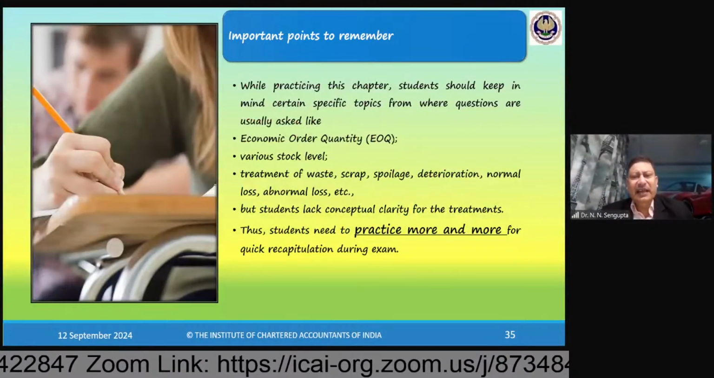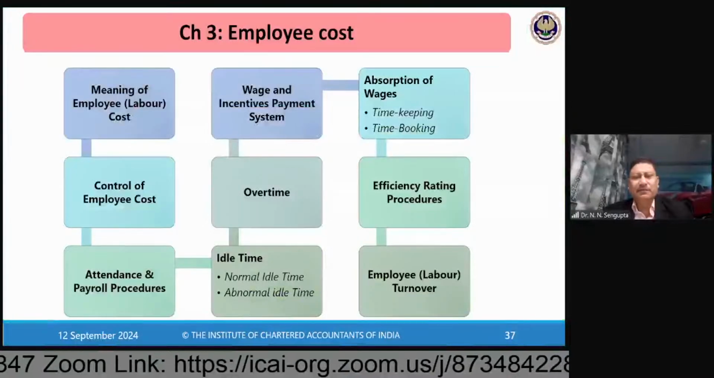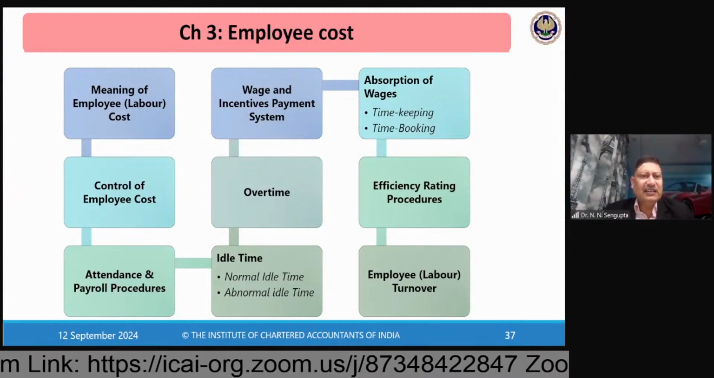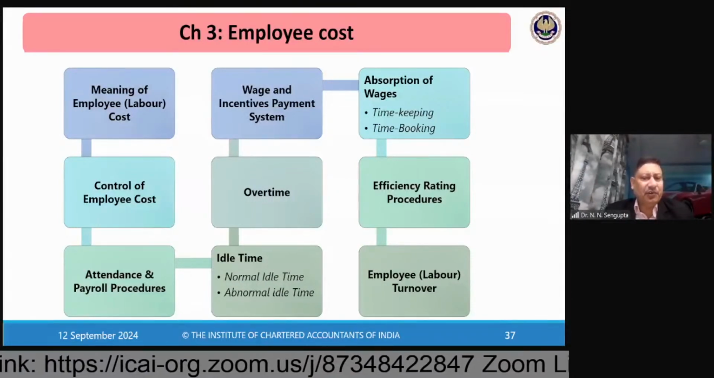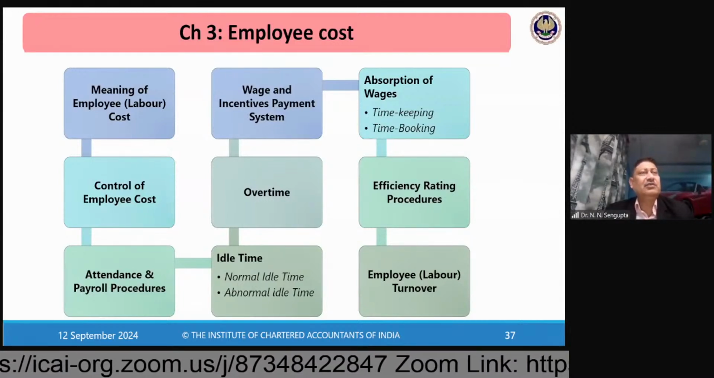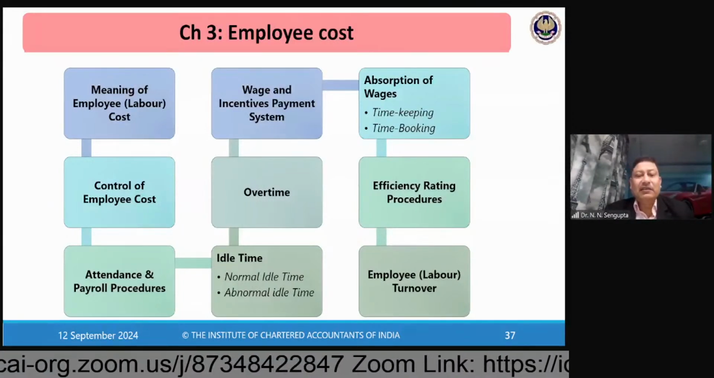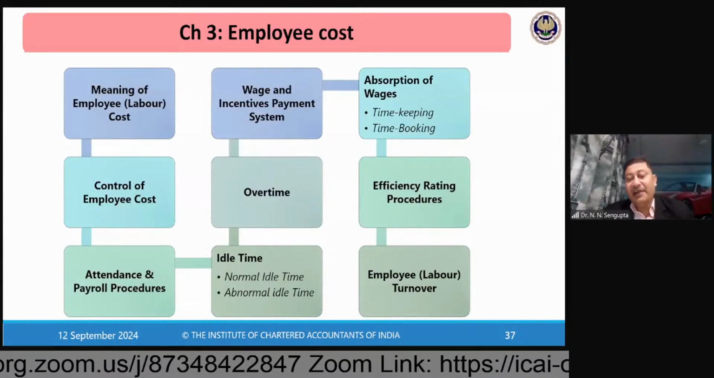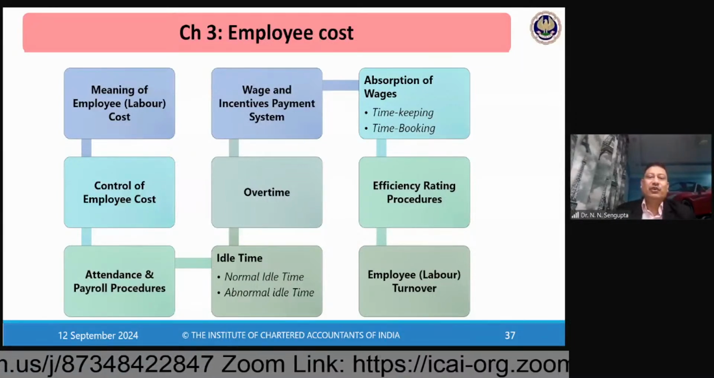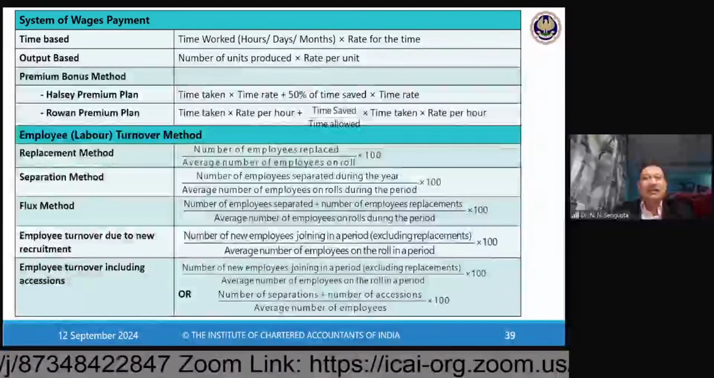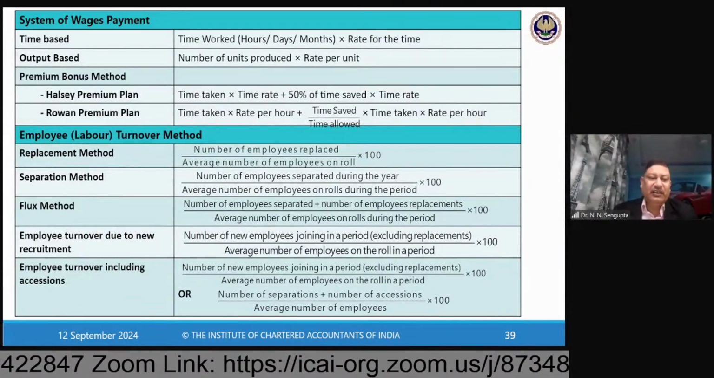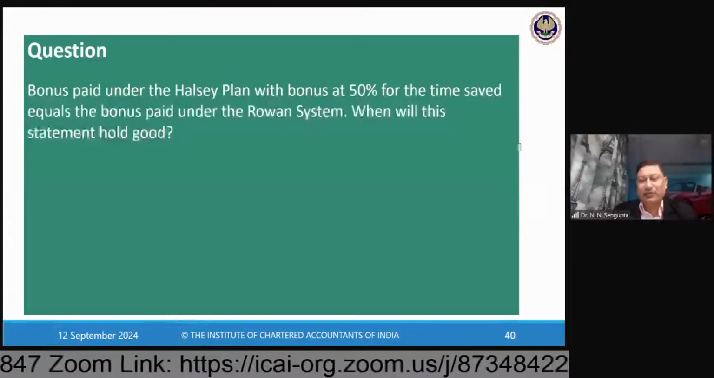Then there is employee cost. In employee cost, a few things you need to concentrate on. You need to understand how the wage and incentive payment system works. Two, the bonus system, which is very, very important for you to understand, is the bonus by Halsey and Rowan. Then the treatment of overtime and idle time. Idle time again can be of two types: normal idle time and abnormal idle time. So you need to understand both the things. Then you will find there is the employee turnover method, and there are a few techniques you need to understand as well.